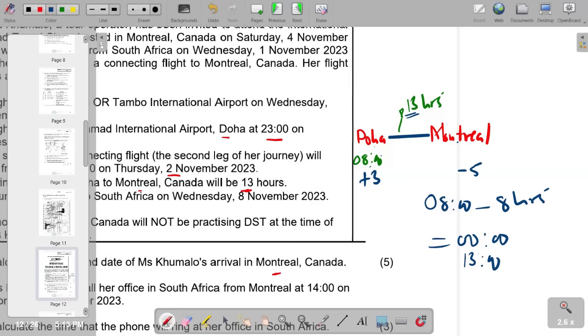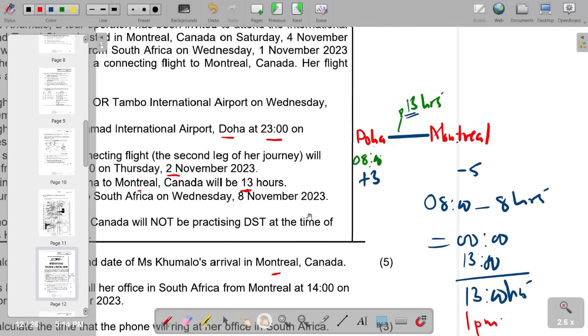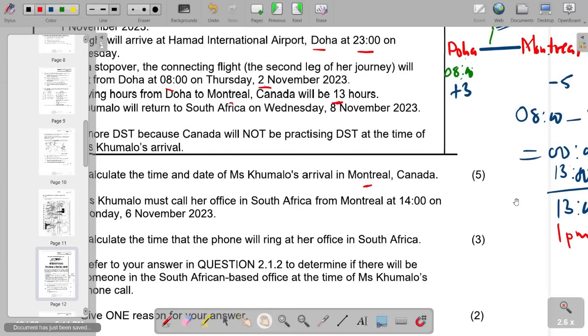13 hours, and you see that if you add 13 hours, you are going to get 1300 hours. Basically, 1300 hours is 1 p.m. And it's still on 2 November because when we subtracted the 8 hours, we got 12 a.m., which is 0000. So in that case, it will be AM, and it is still on 2 November. Then we add the 13 hours, still on 2 November, we go to 1300 hours, which is 1 p.m. So basically, this is our calculation on that part. And you see that our question has got 5 marks.